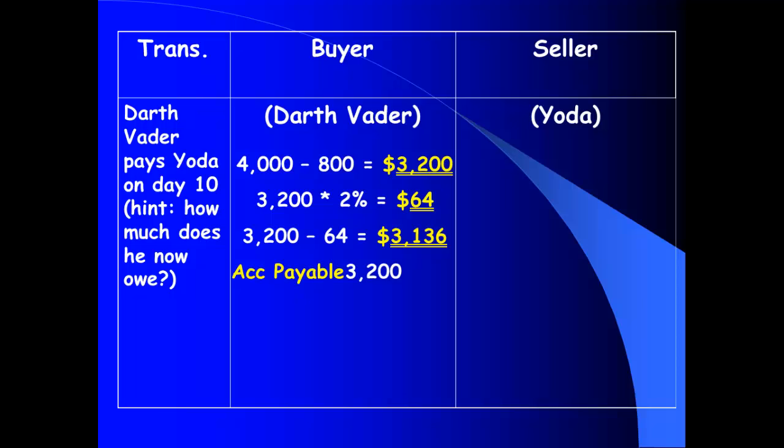What else do I have less of? Cash. How much less cash do I have? $3,136 is what I actually had to pay. That doesn't balance. To make it balance, I need another credit for $64, and it goes where?